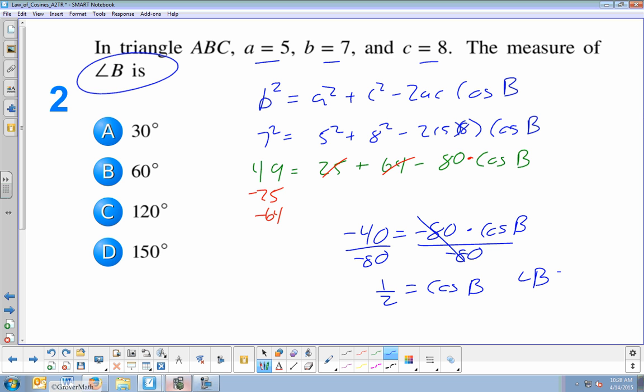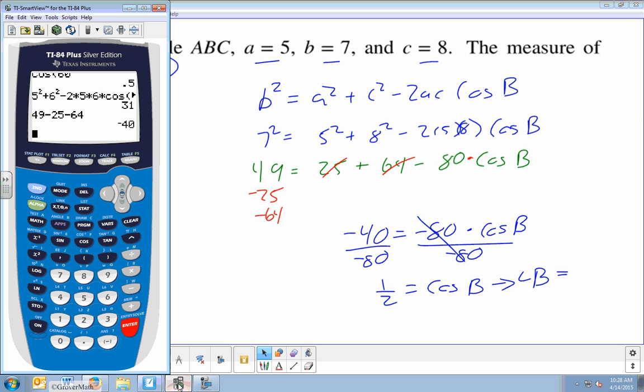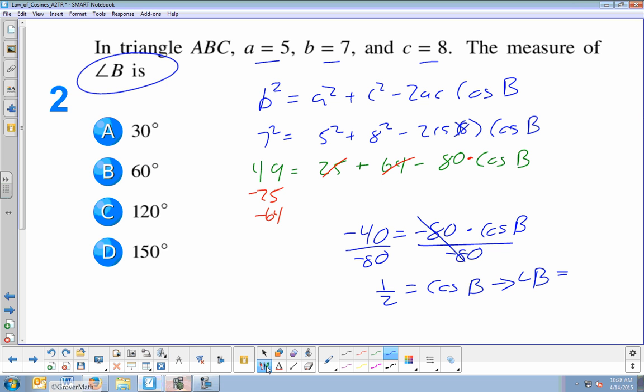So we got cosine B. Turn that into angle B by doing second cosine of 1/2. And that is going to give me my 60 degrees for angle B, which is my final answer.